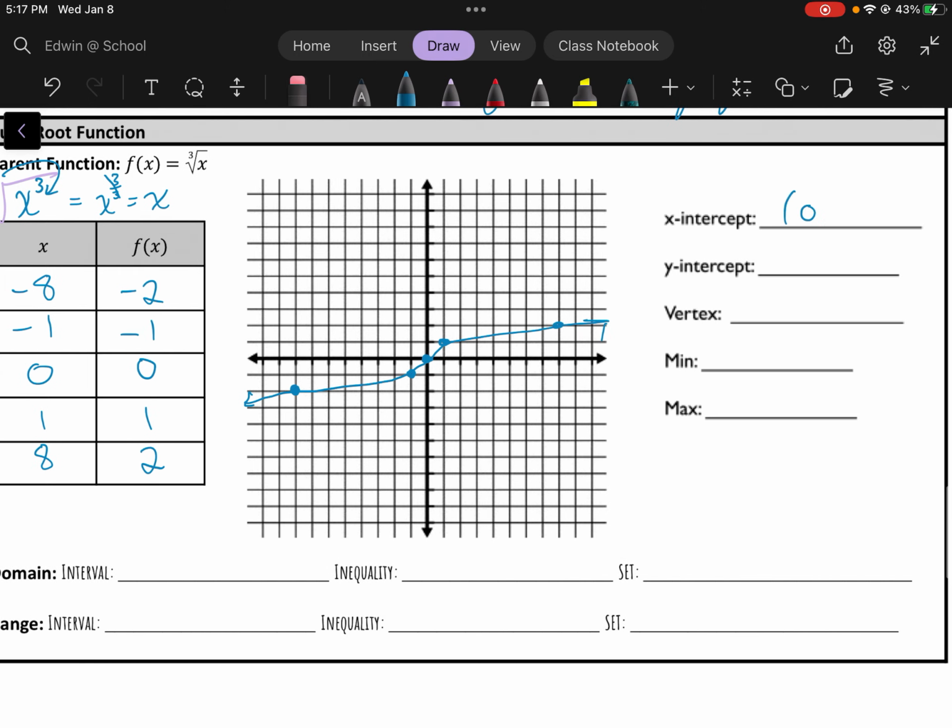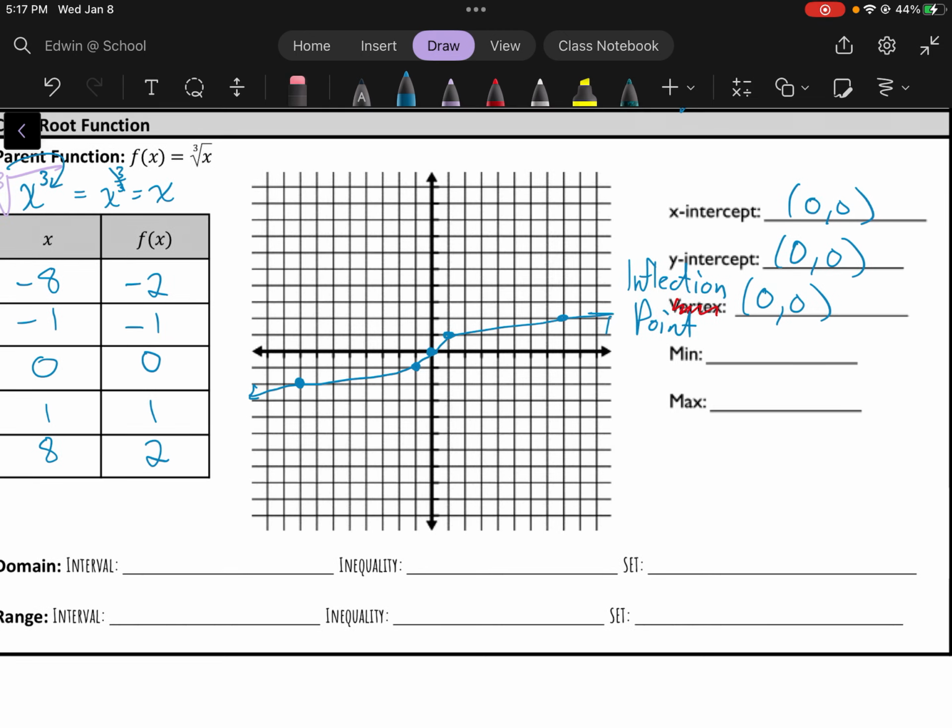So we'll label our key features. Seems like a trend that we're getting the very basic key features down, just so we understand what they are. Again, I don't like the word vertex. I prefer the word inflection point. Okay, so our minimum, it goes down forever at a slight angle, so we don't have any minimum, and it also goes up forever.